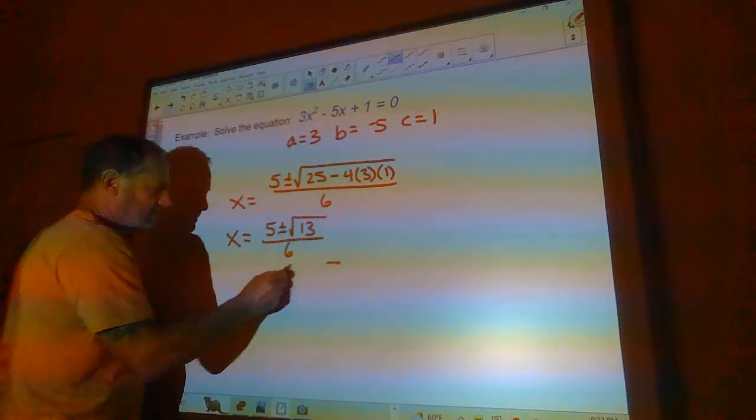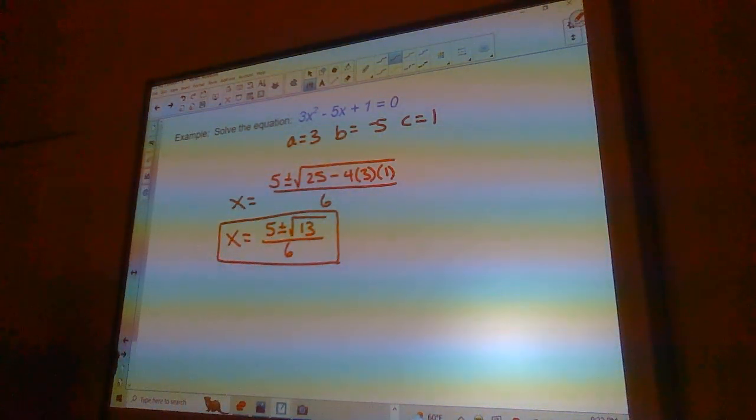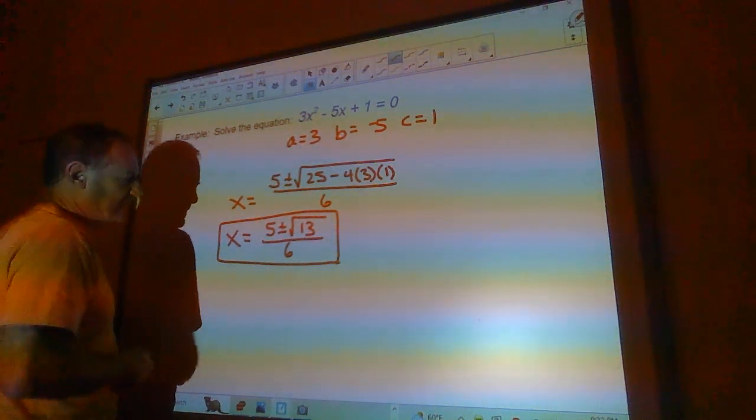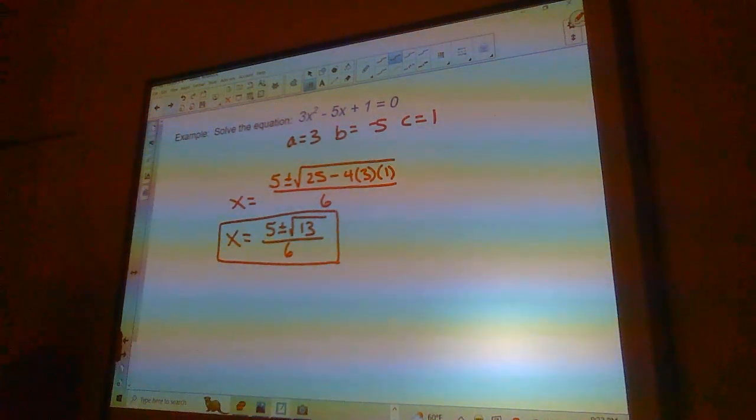And I'm done. Really no reason to write it any other way. This gives me my exact answer. So remember, it's 5 plus the square root of 13 over 6 and 5 minus the square root of 13 over 6.